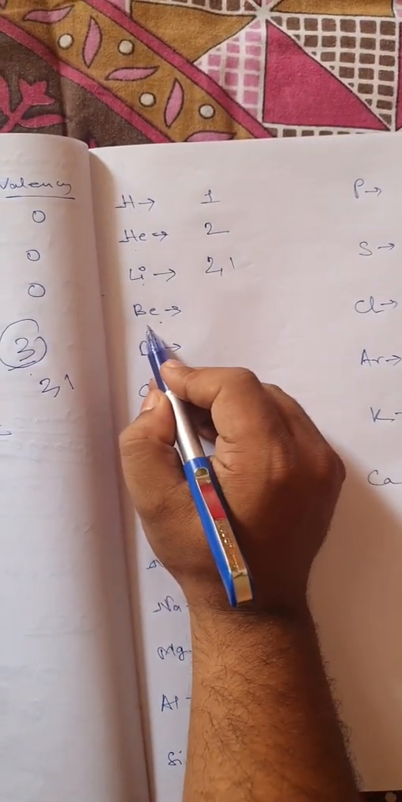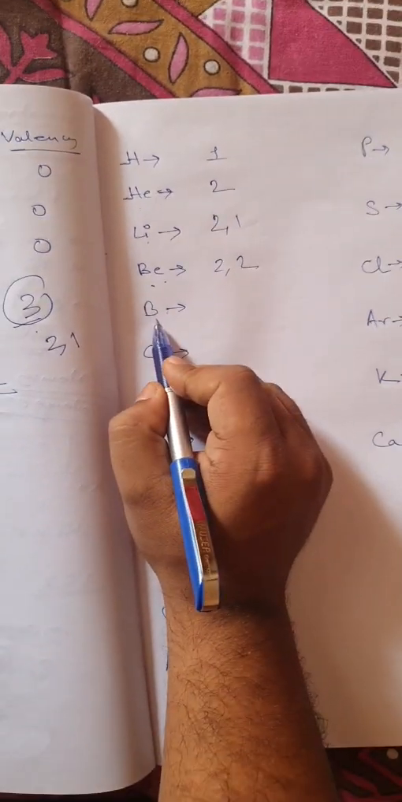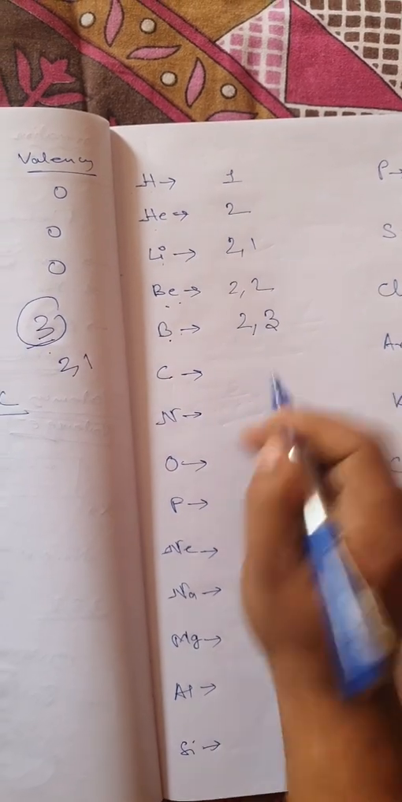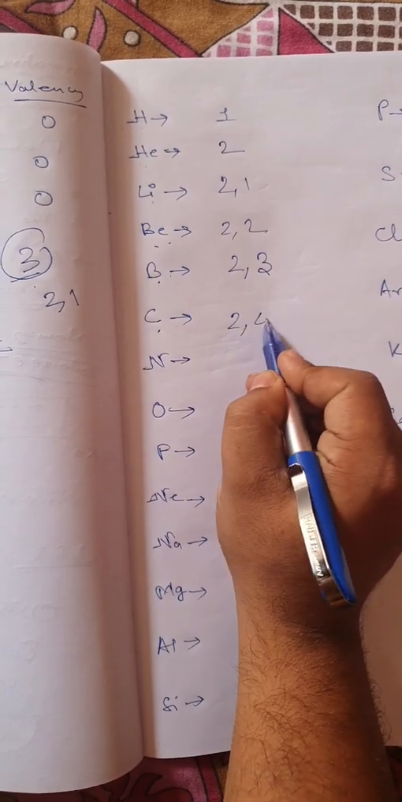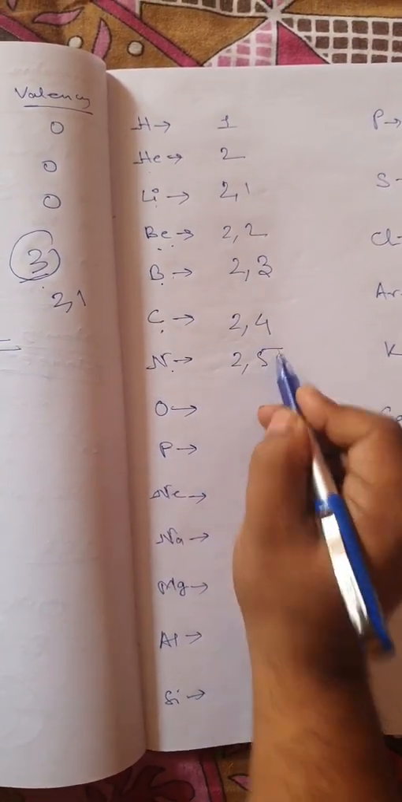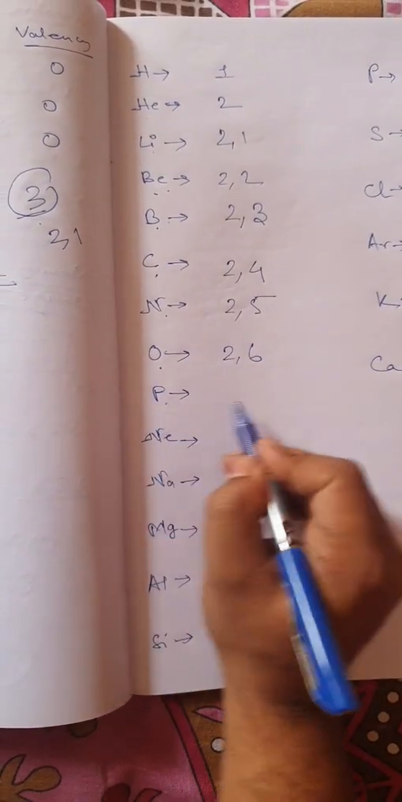Atomic number 4 means 4 protons, 4 electrons, so 2, 2. Atomic number 5 means 5 protons, 5 electrons, so 5 electrons can be broken down as 2, 3. Atomic number 6, so 2, 4. In this way, atomic number 7, so 2, 5. Atomic number 8 means 8 electrons, so 2, 6.